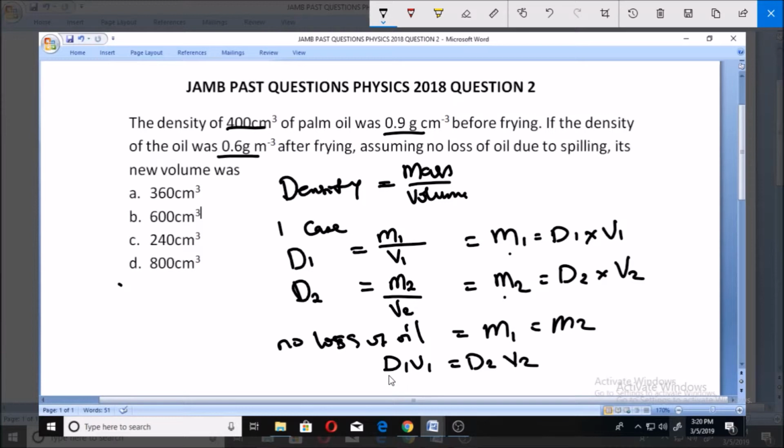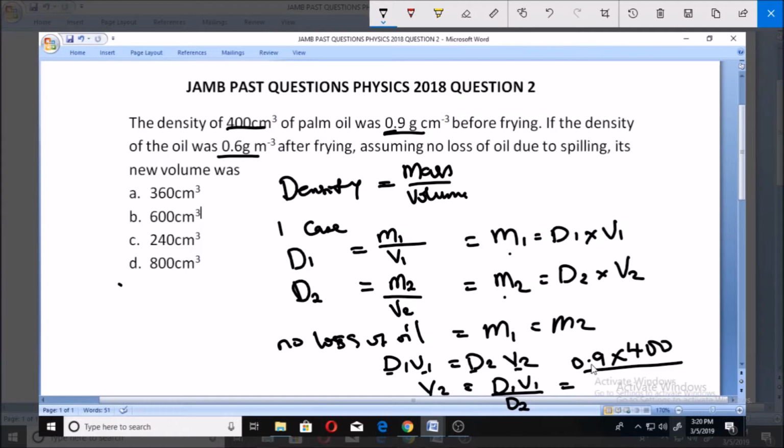Now you know what D1 is, you know what V1 is, you know what D2 is, but you don't know what V2 is. So make V2 the subject. So we have V2 is equal to D1 V1 all over D2. So this is equal to, D1 is what? We know that D1 is 0.9 times, what is V1? V1 is 400 all over, what is D2?